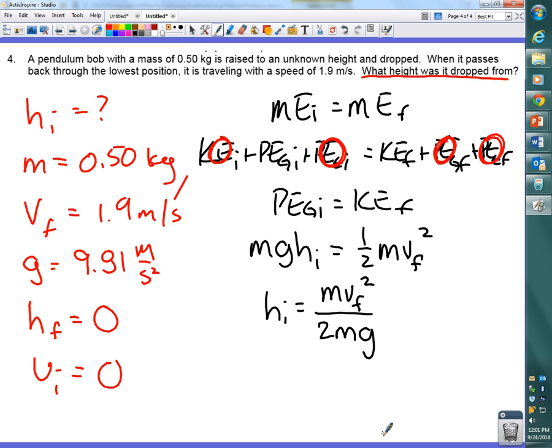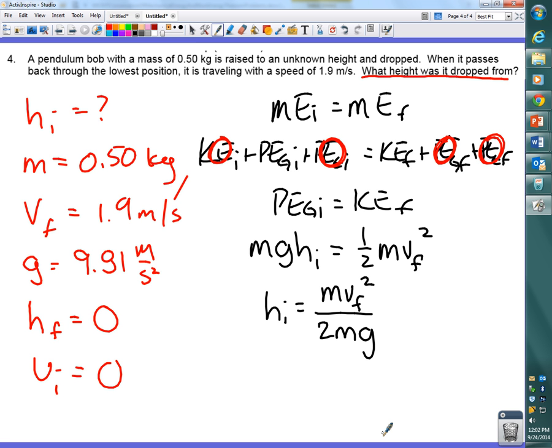The 1/2 mv squared is really the same as mv squared over 2, right? That's the equivalent way of writing it, yes? So when we bring the mg over to the other side, it's on the bottom with the 2 in that fraction. Is that good, Kate? All right.